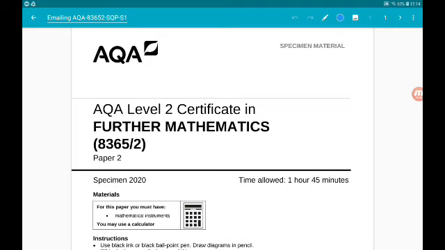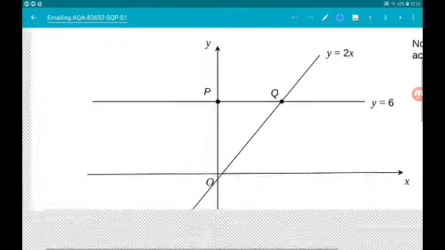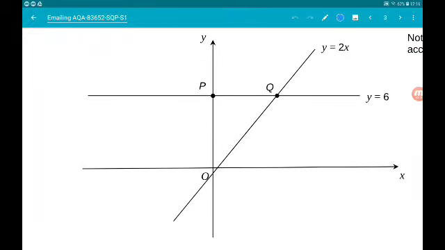So this is a calculator paper, so let's go. Okay, question 1. A sketch of the line y equals 2x and the line y equals 6 is shown. And we've got these 3 points O, P and Q. Now it's not a very good sketch.